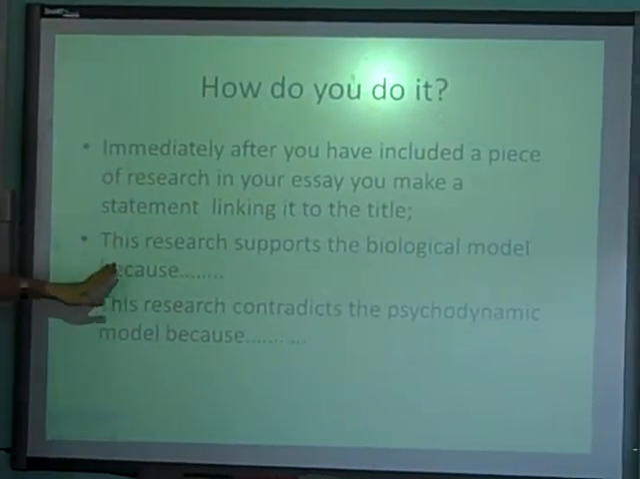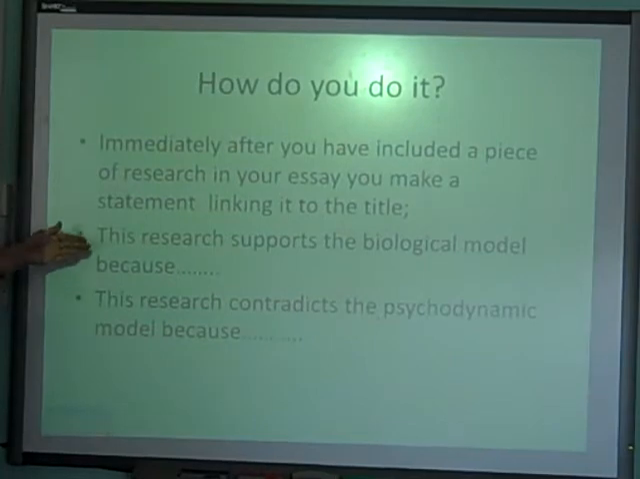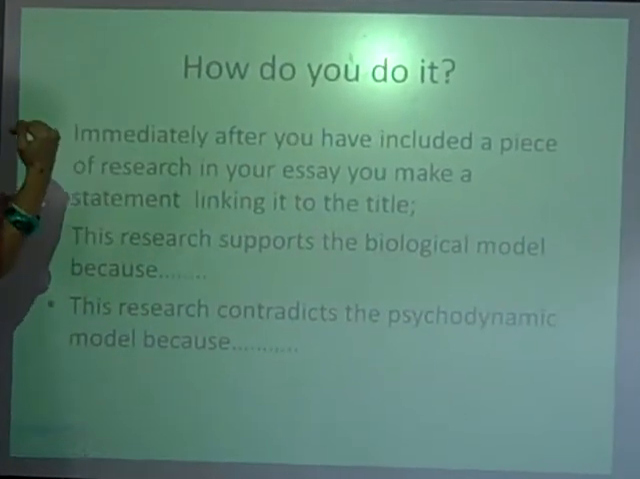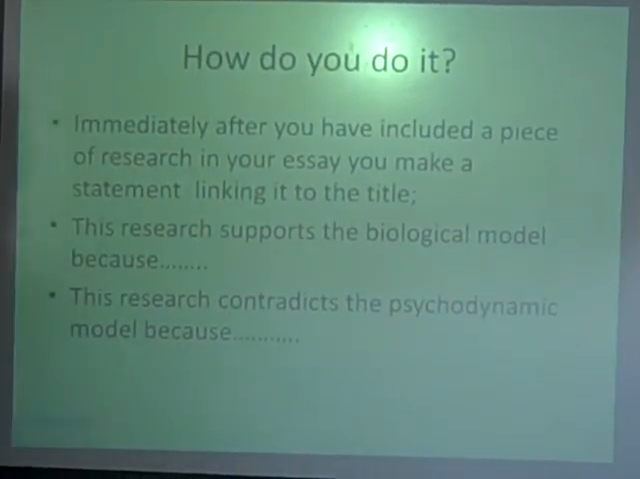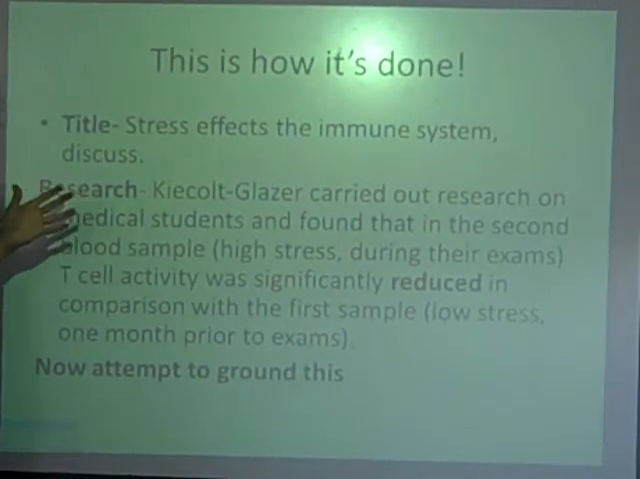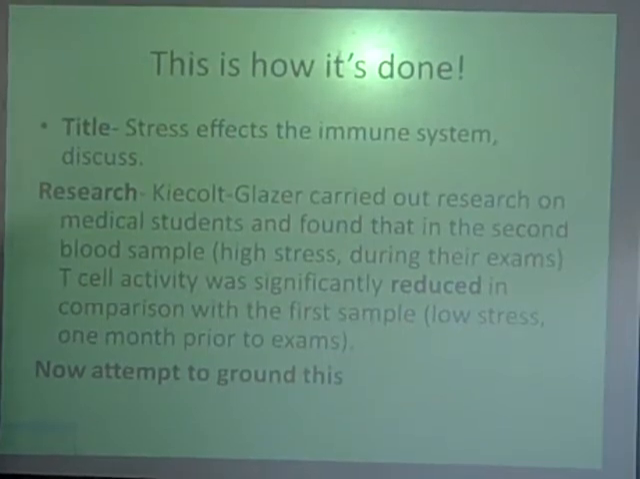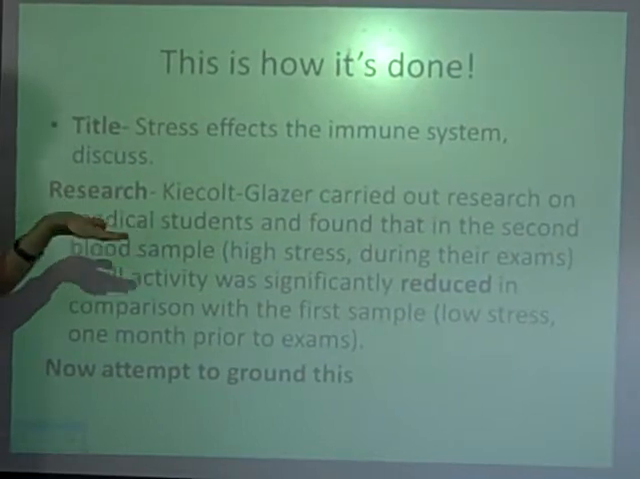Now obviously, we've got some examples. For instance, "This research supports a biological model because..." And that would be basic grounding. What we're going to show you now is how you can do basic, then effective, and then really effective grounding. Say your title is "Stress affects the immune system." Therefore, all of your research must be linked to this. Does stress affect the immune system?